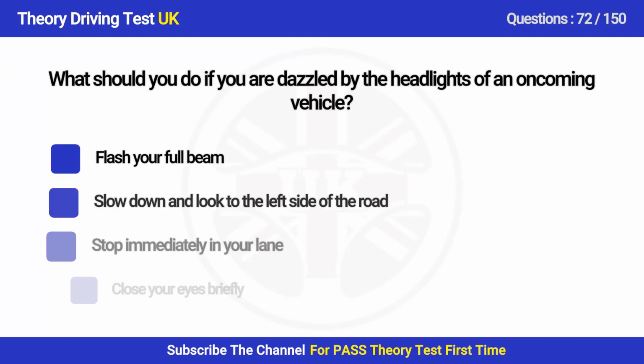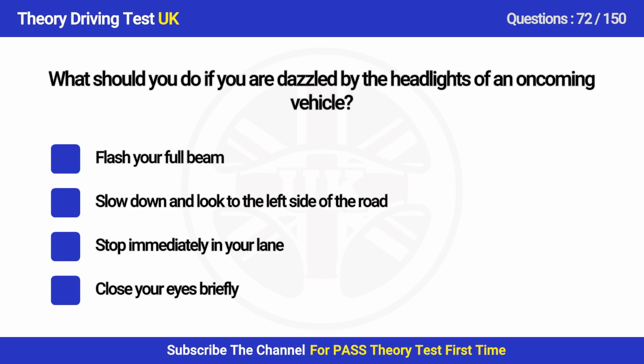Question 72. What should you do if you are dazzled by the headlights of an oncoming vehicle? A. Flash your full beam. B. Slow down and look to the left side of the road. C. Stop immediately in your lane. D. Close your eyes briefly.